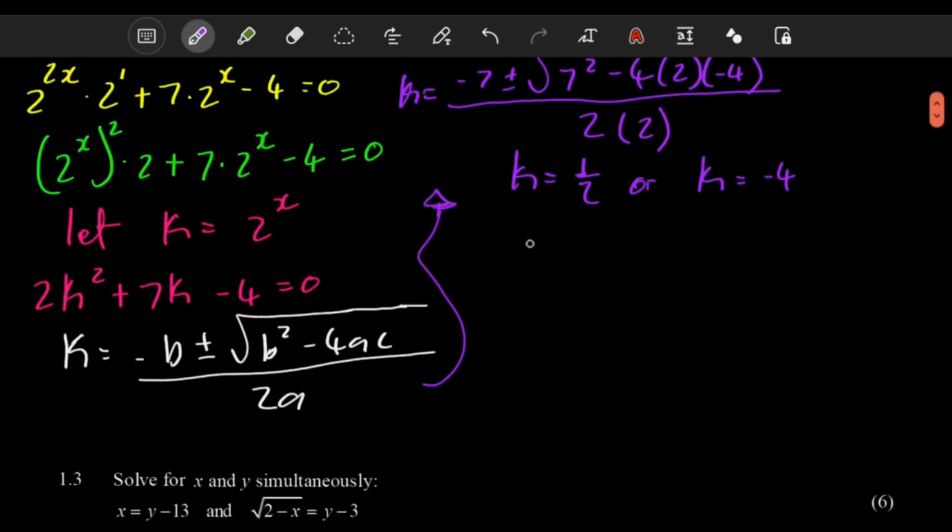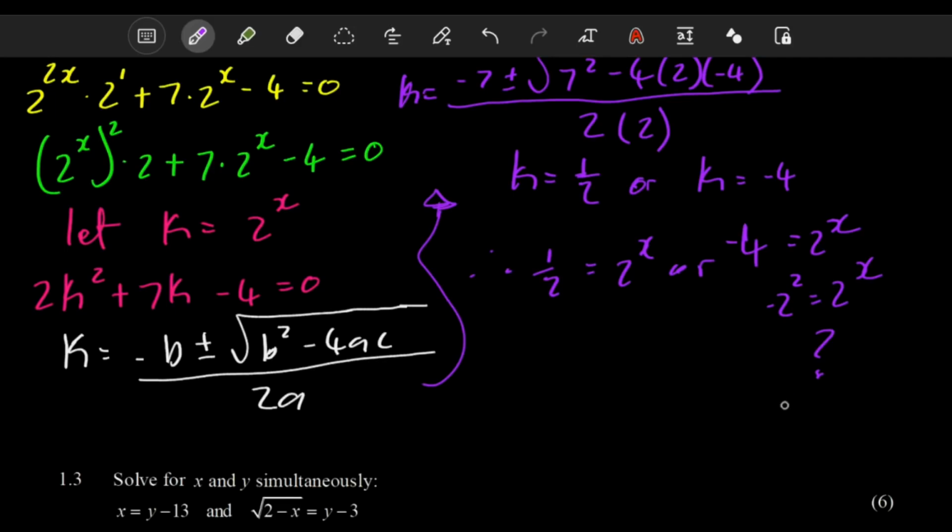So that's for k. What you can then do is drop k in there now. So here a half is equal to 2 to the power of x, or minus 4 is equal to 2 to the power of x. There's nothing that you can do with the second one. You'll end up with something like minus 4 equal to 2 to the power of x, of which there's no solution. It just bombs out, because obviously these can never be the same. You cannot put any value of x in here that will give you a negative value.